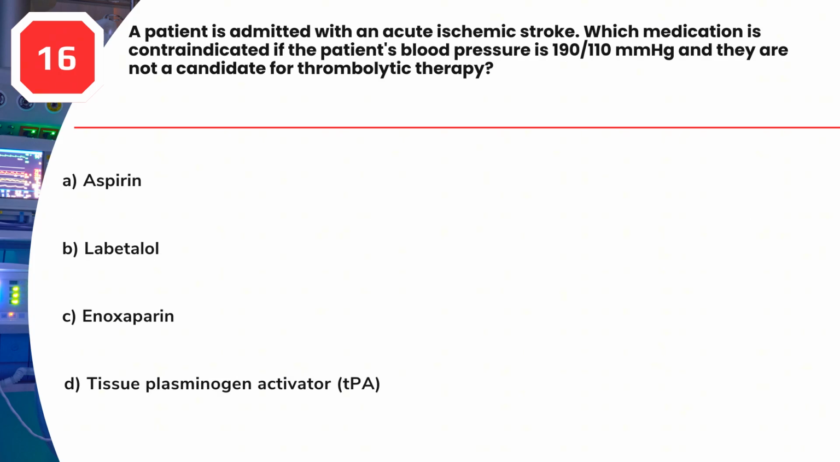Question 16. A patient is admitted with an acute ischemic stroke. Which medication is contraindicated if the patient's blood pressure is 190/110 mmHg and they are not a candidate for thrombolytic therapy? A. Aspirin. B. Labetalol. C. Enoxaparin. D. Tissue plasminogen activator, TPA.